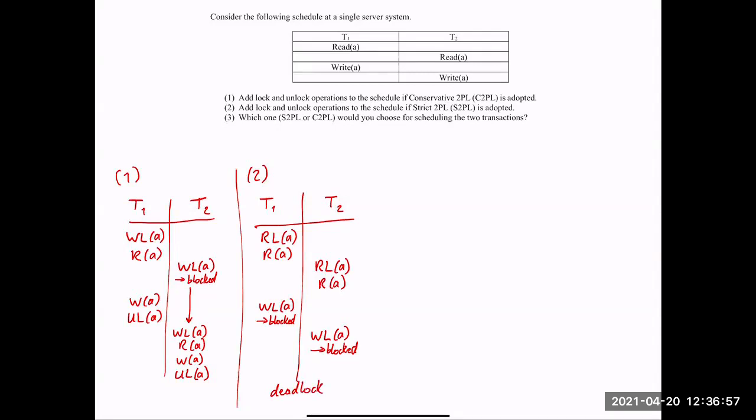So you can see when you do strict two-phase locking, it's very easy to run into deadlocks. But this is not such a problem in practice because there are some protocols that can break up deadlocks, as we'll see in the next lecture.